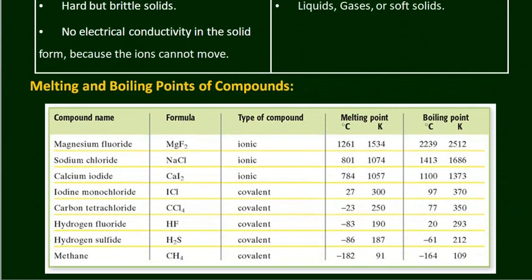Here is a table of the melting and boiling points of some compounds. The first three compounds are ionic and the rest are covalent. Notice that here the melting point is high. Why is the melting point low here? This is a liquid at normal atmospheric pressure. Here the melting point equals 27, it starts to melt at 27. Here are some gases. So the melting points of ionic compounds are higher.